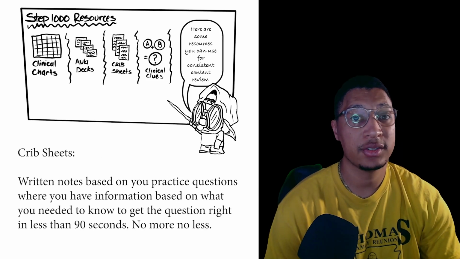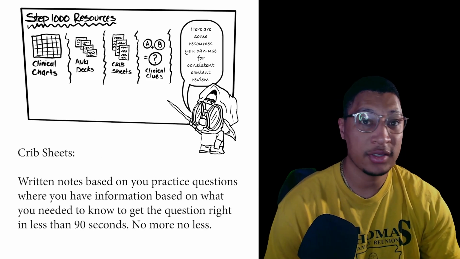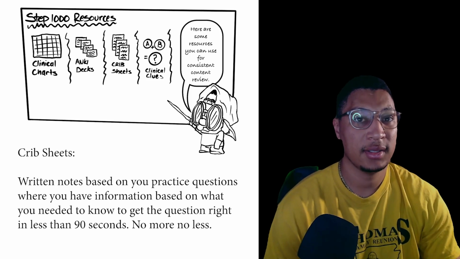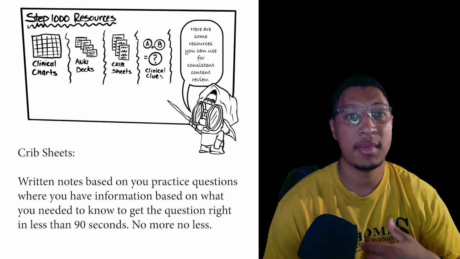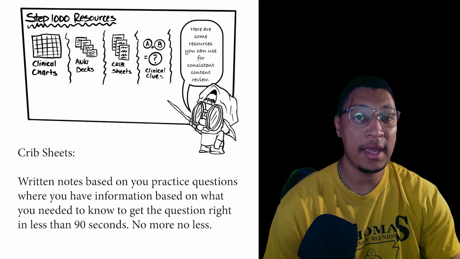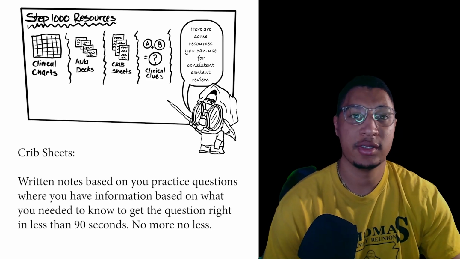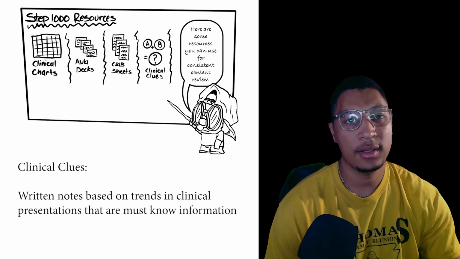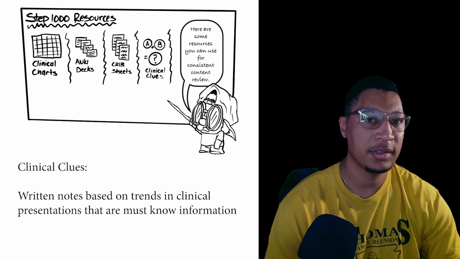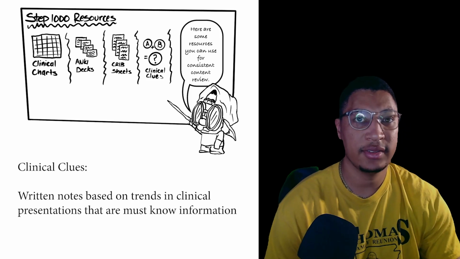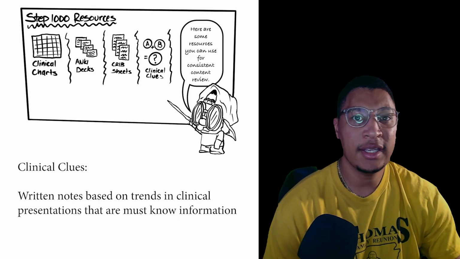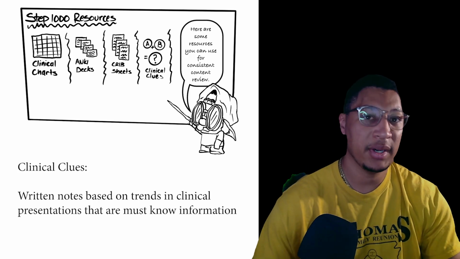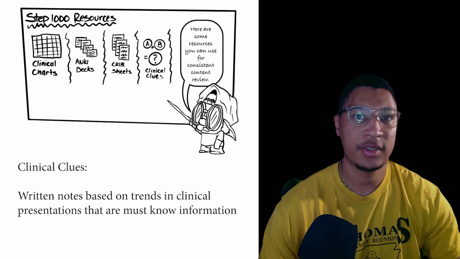Then we have our crib sheets. Those are written notes based on your practice questions where you have information that you need to know to get the question right in 90 seconds. No more, no less. I provided examples of mine, so all the ones that I have, but I encourage you to create your own as well. And you definitely should, because you'll be doing practice questions a lot. And then you have your clinical clues, which are written notes based on the trends in clinical presentations that are must-know information. And typically that may coincide with your crib sheets as well. And so having both of those, you have a lot to work with.